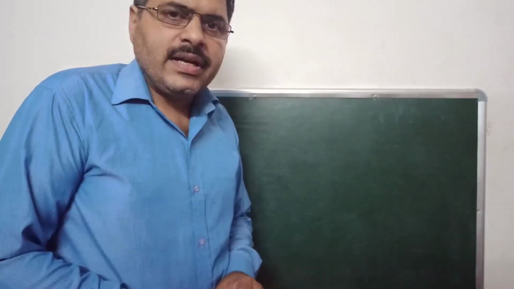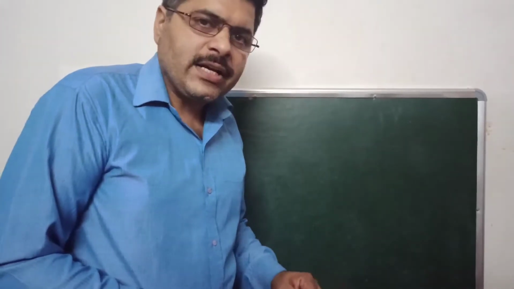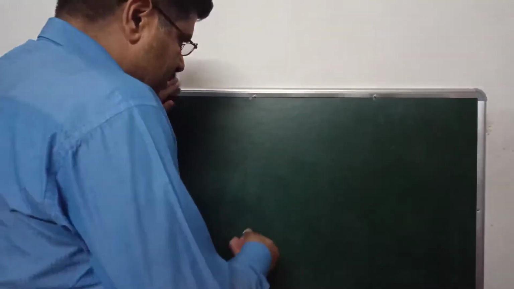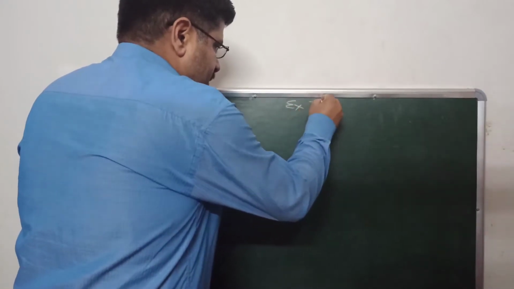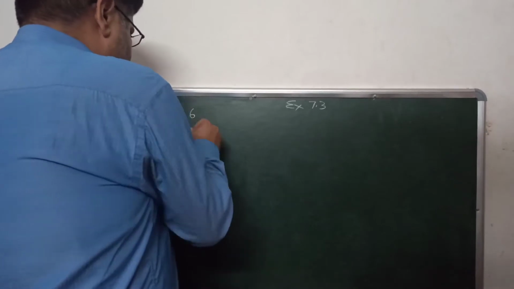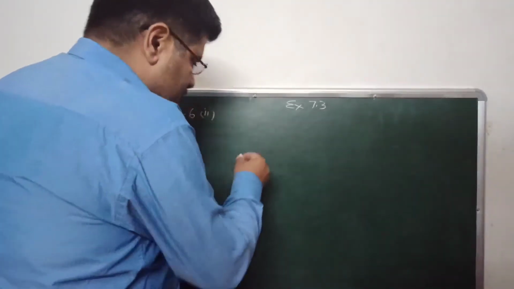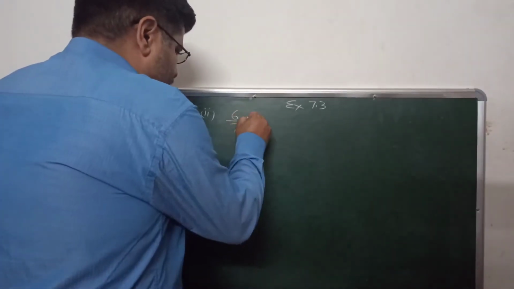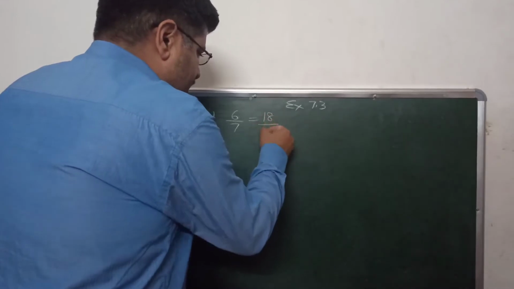Hello students, let us do one question of exercise 7.3. Question number 6. Let us do the second part. It is 6 upon 7 is equal to 18 upon this, we have to find.